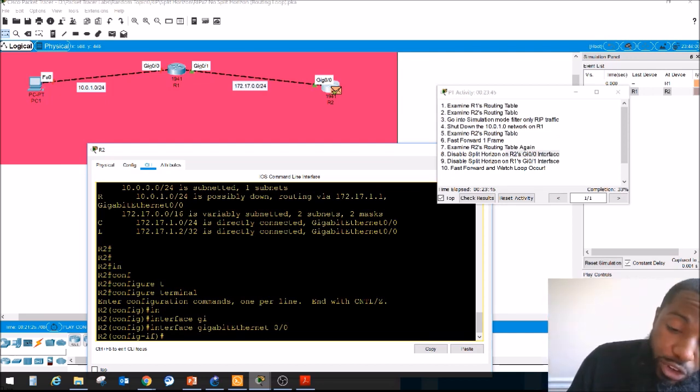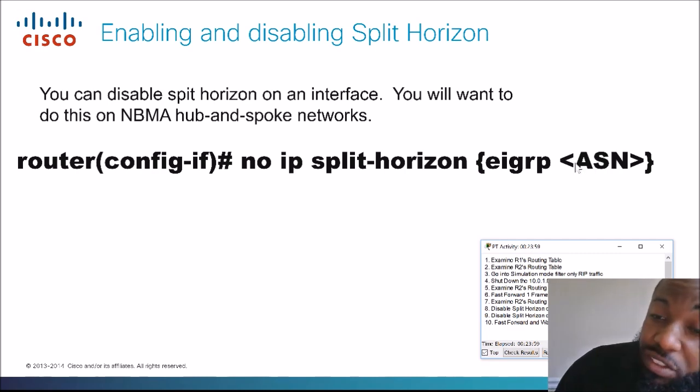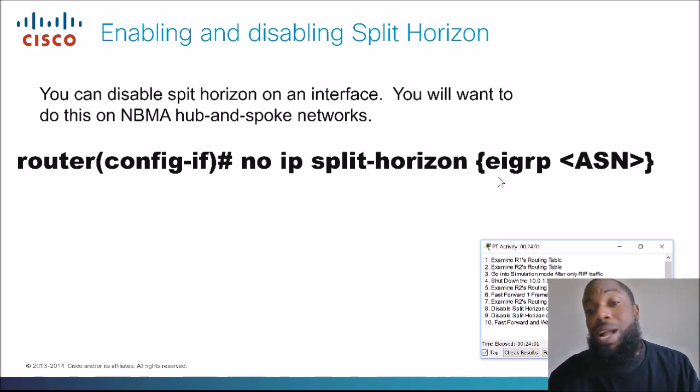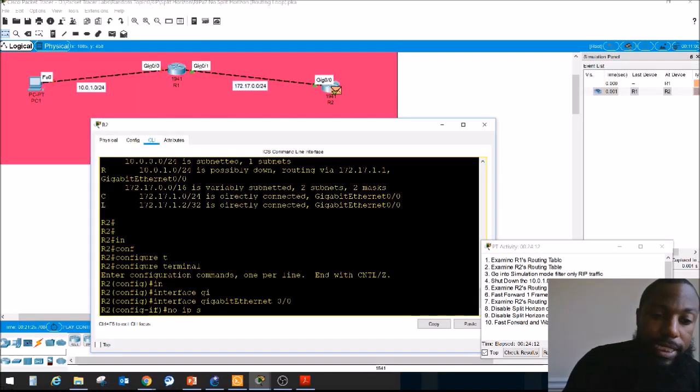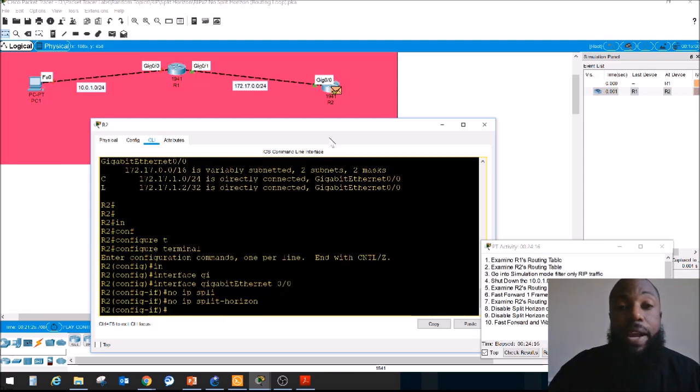We're back. No, we said it in the slides earlier, right? No IP split horizon. We're not doing EIGRP. It's a RIP route, so it's just no IP split horizon. All right, so we turned off split horizon there, right?